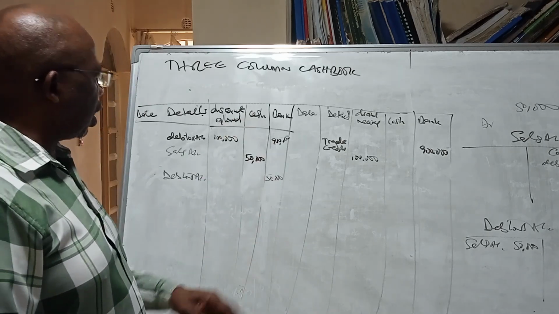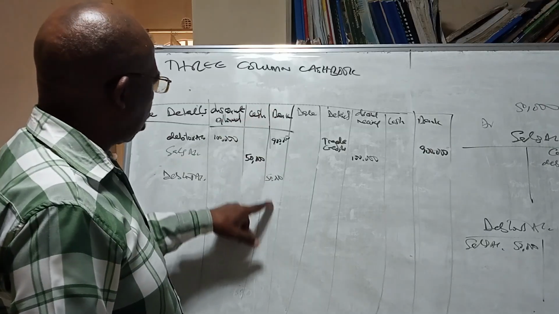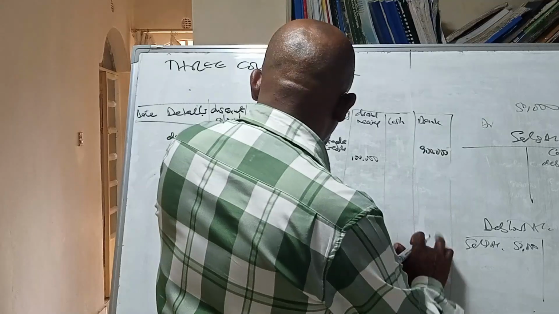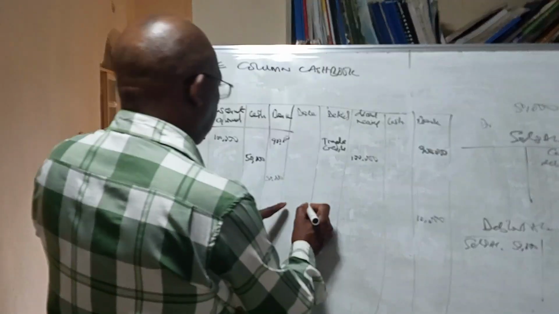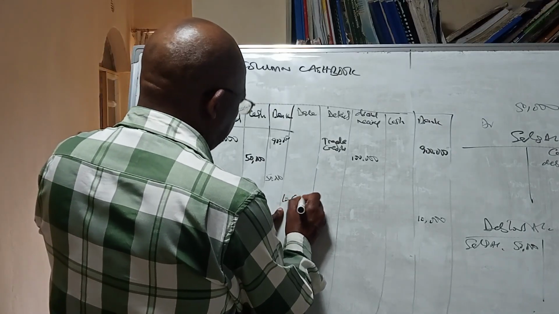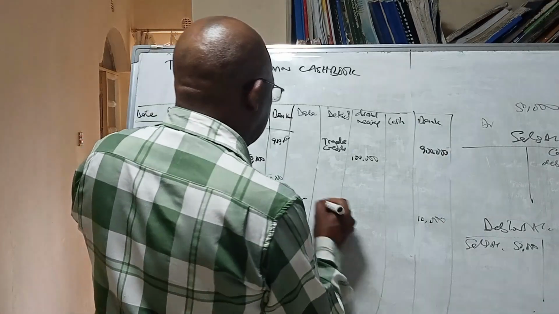Now, we have received all this money in the bank. We want to get money from the bank to bring it to cash. So our money in the bank will reduce. Assume we want to bring 10,000 to cash. We want to bring it to the office. So we come here and we say on 10th of May 25, we are reducing our bank. So we credit the bank and we are taking it to cash.